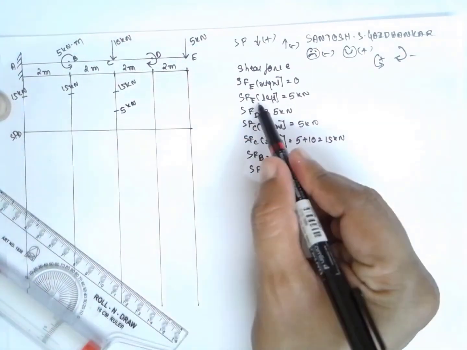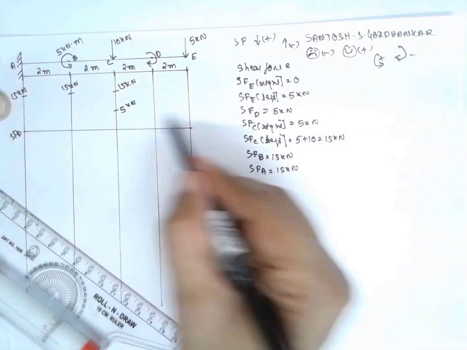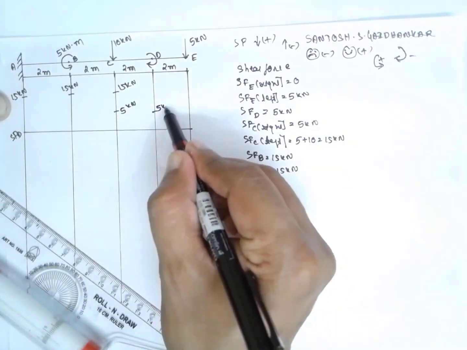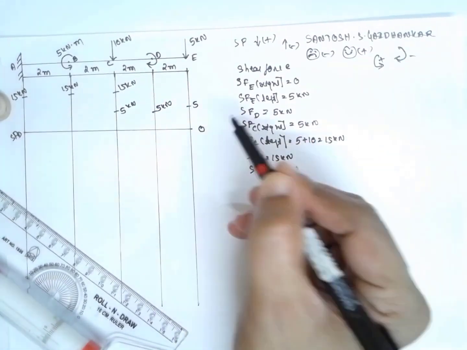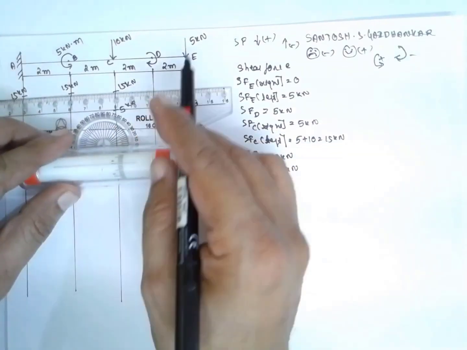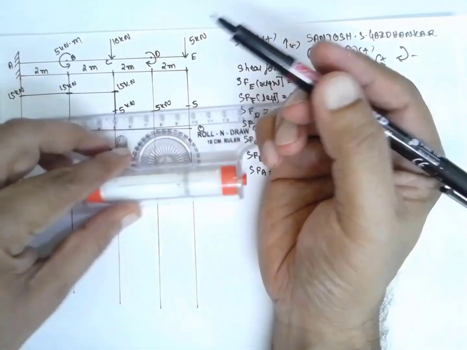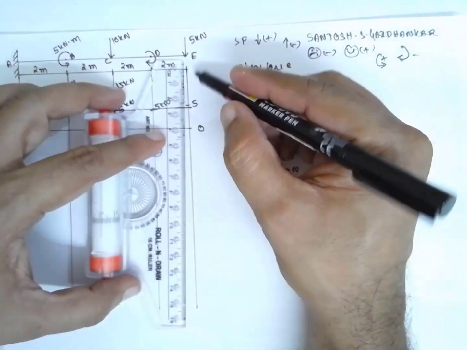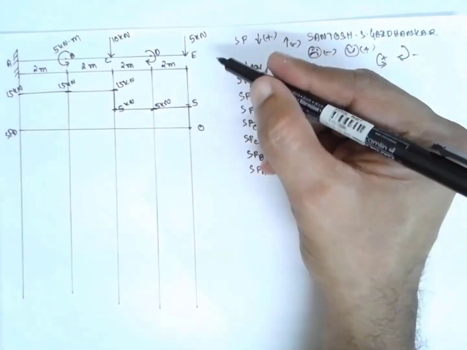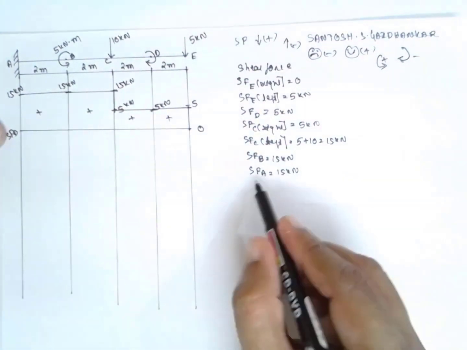Next at D it is 5 kilonewton, and at E there are two values, 5 and 0. The diagram will be in this way: a straight line because there is no UDL, again a straight line, there is no UDL, again there is a straight line. Positive, positive, positive, positive.